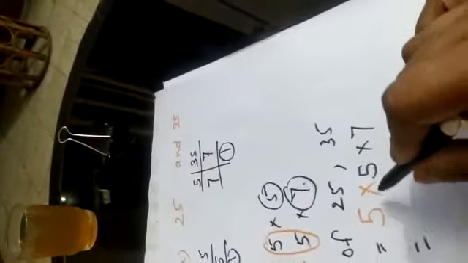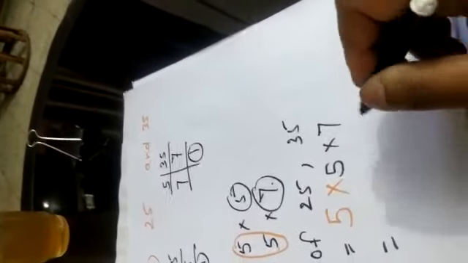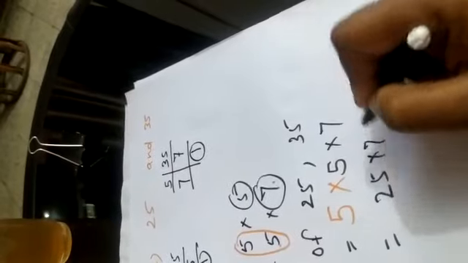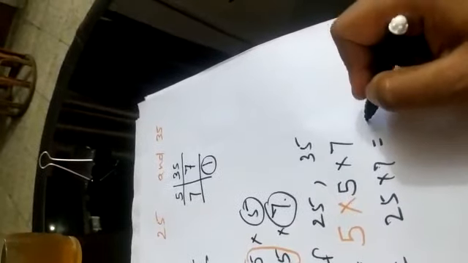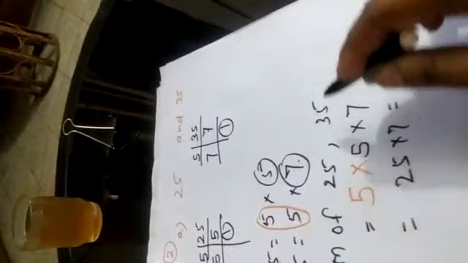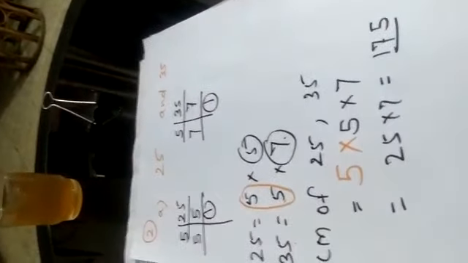Now let us start to do multiplication. 5 5s are 25. 25 into 7. So it is 5 7s are 35, 3 carry, 2 7s are 14 and 3 is 17. So 175 is the LCM of 25 and 35.